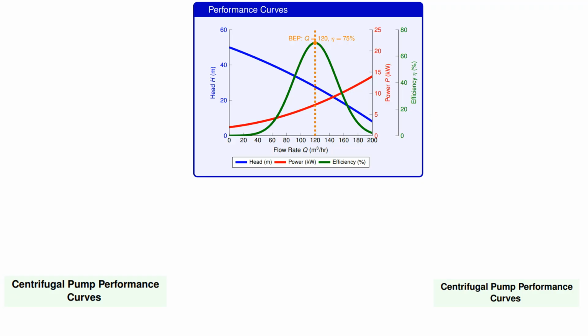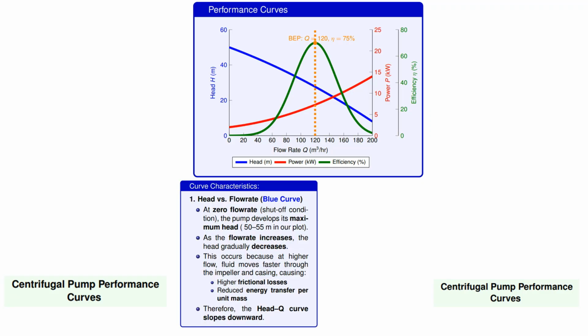Looking at our main graph, you will see three distinct curves plotted against flow rate Q. The blue curve represents head measured in meters, the red curve shows power consumption in kilowatts, and the green curve displays efficiency as a percentage. Each curve tells us something crucial about pump behavior.